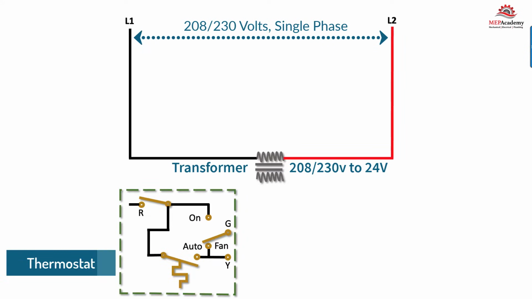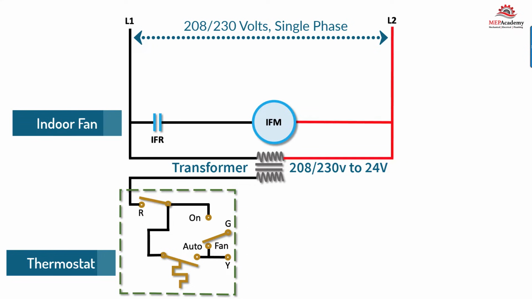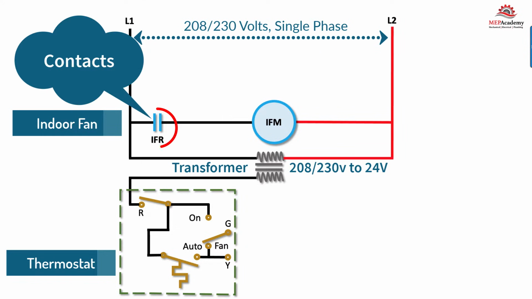Next, we add a thermostat to control the air conditioner, and we connect the power from the low voltage side of the transformer to the R terminal of the thermostat. We'll need to add an indoor fan motor connection to the line voltage side of the diagram and provide contacts for turning on and off the fan.